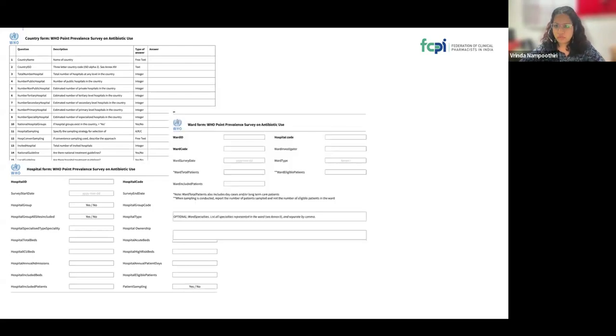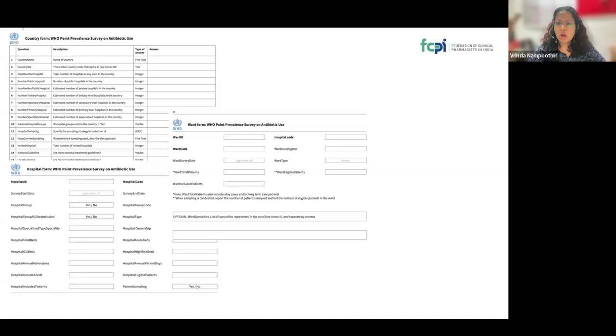The third is ward form. So when you're doing a PPS, you need to decide which particular location in the hospital is where you will be doing your PPS. So if you're doing it in your medical ward, in the general medical ward in the hospital, you enter the details regarding that particular ward in this form.